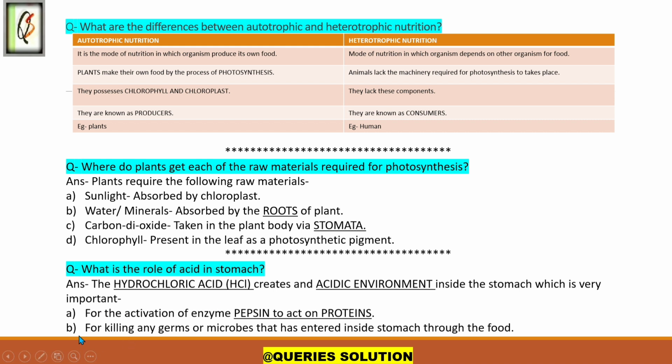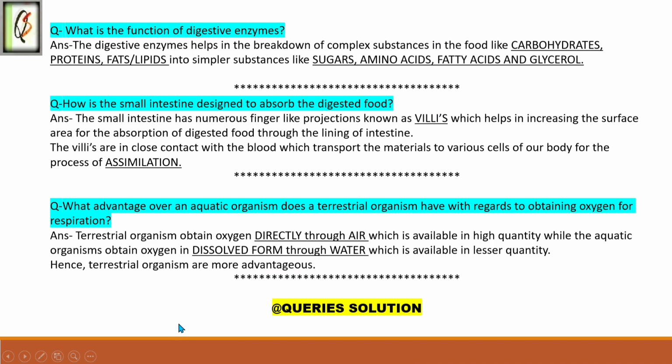And the second important key point, whatever acidic environment HCl is creating in the stomach, it will help in killing any germ or microorganism that might have entered our stomach through the food, so that it basically gets neutralized and we don't get any sorts of infection. So these are the two important key points when we talk about the role of acid in stomach.